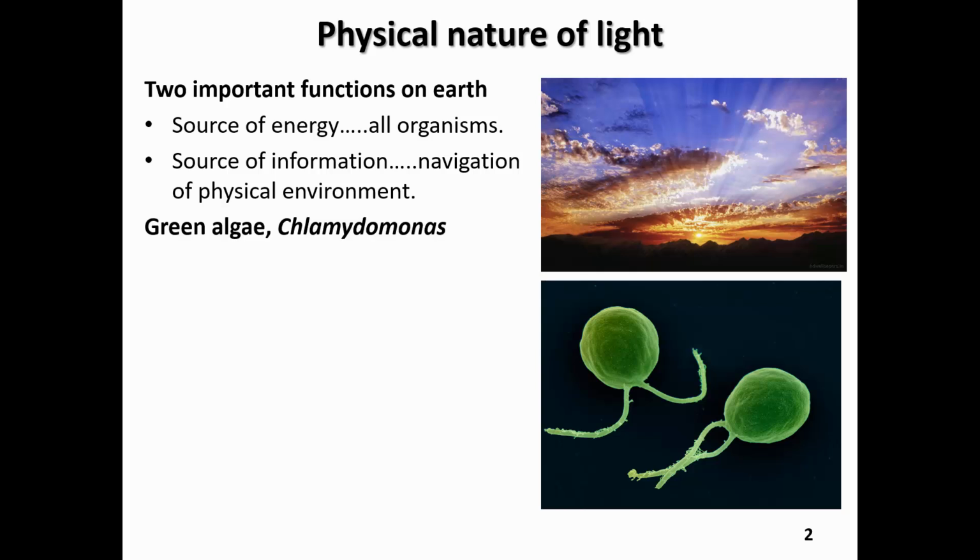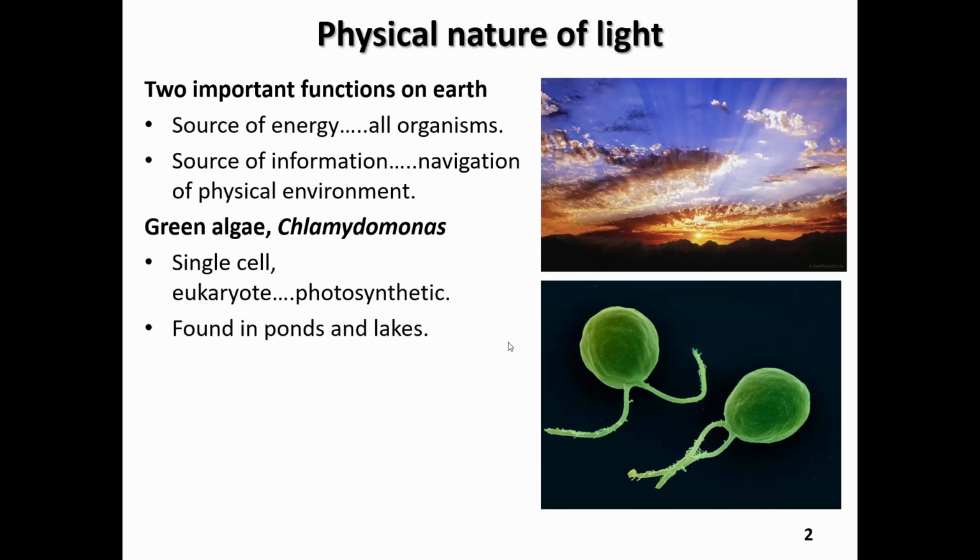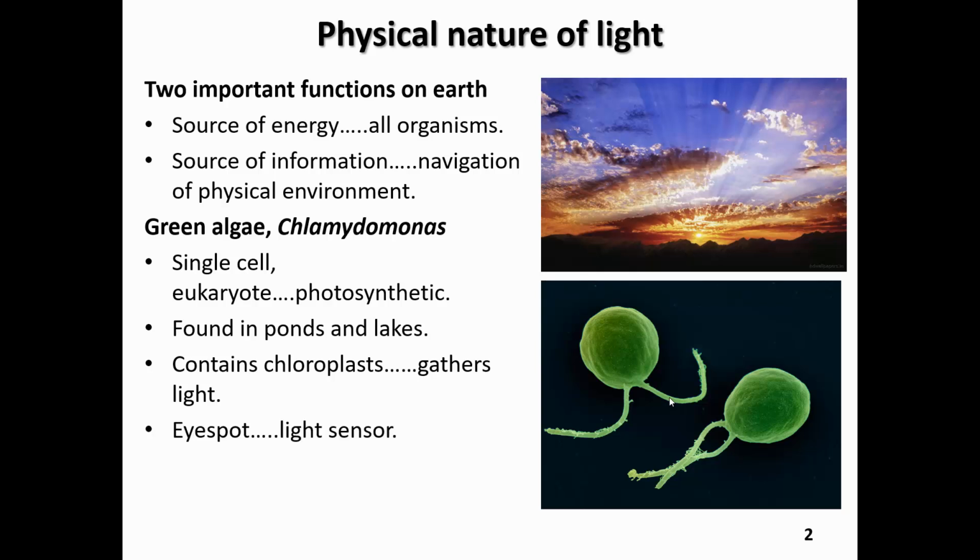One specific application of the biological use of light is green algae. And this particular one here, you can see at the bottom right hand corner, is a single cell eukaryotic organism. It's a photosynthetic organism that's found in ponds and lakes. This particular organism contains chloroplasts, and they're portions of these cells that will gather and absorb light. And it does so through what's called an eye spot or a light sensor.